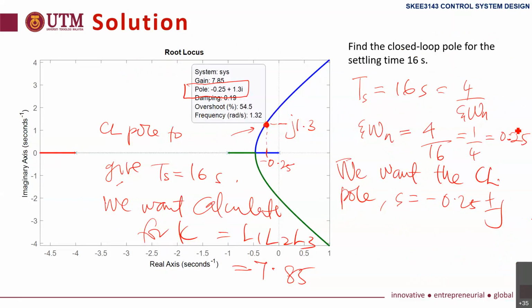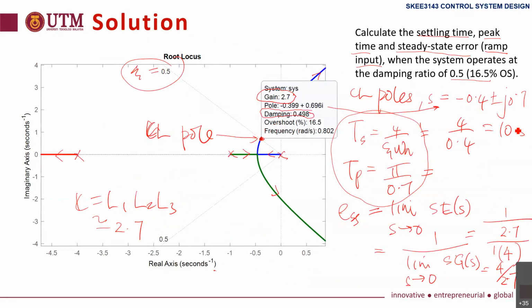Any question? Doctor, can you go to the previous slide? This one? Yes, sir. For the settling time, where did you get the 0.4 value from? You mean this one? Yes, doctor. It's actually from here. I just make it 0.4. It's actually 0.399 plus j 0.6961.